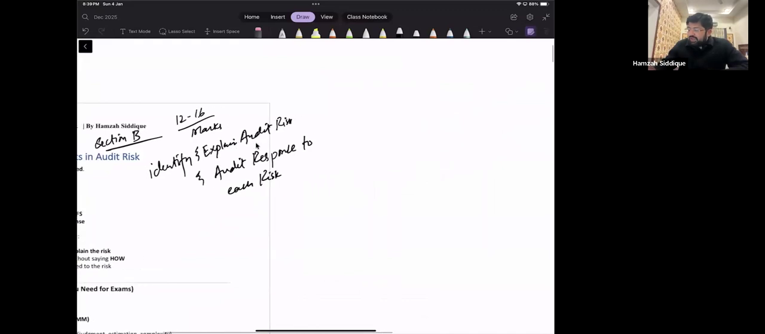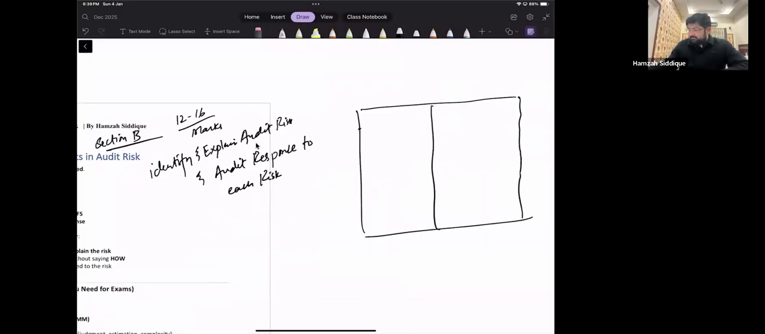And you should always be solving the answer in this tabular format: audit risk and audit response. You will write an audit risk here, explain it, and its audit response here in front of that. There is no other way to discuss it. Only this one way. Remember that. In this format, the answer is acceptable.